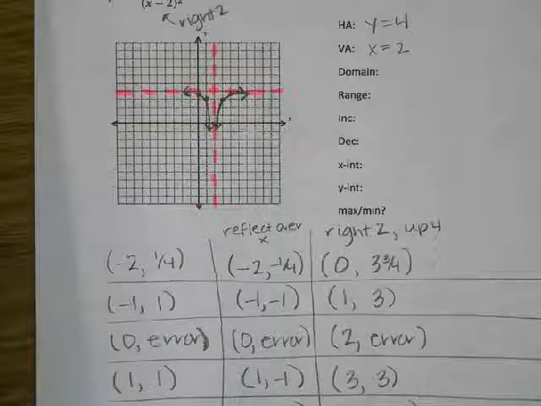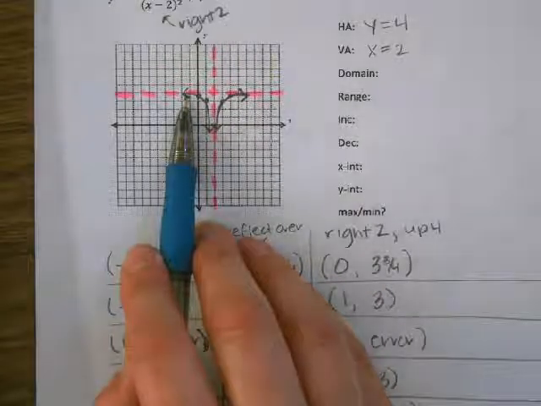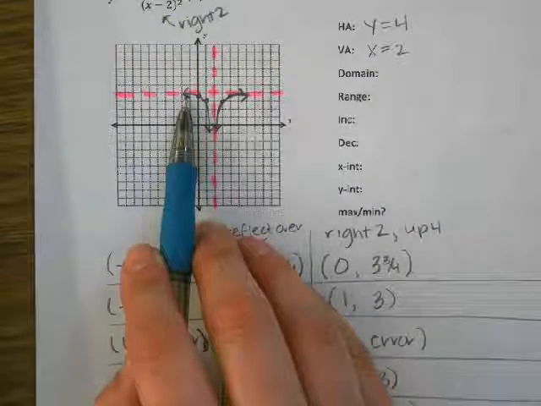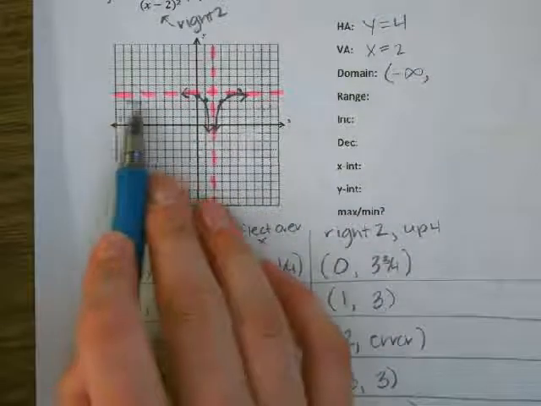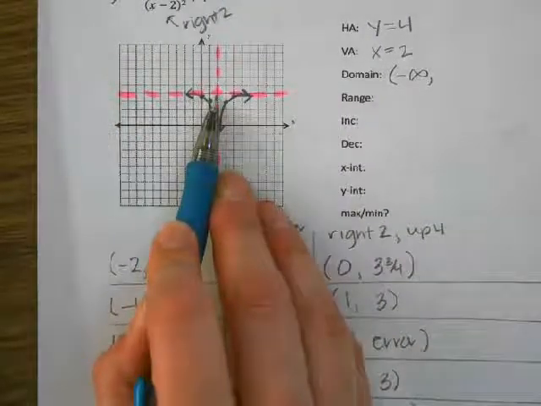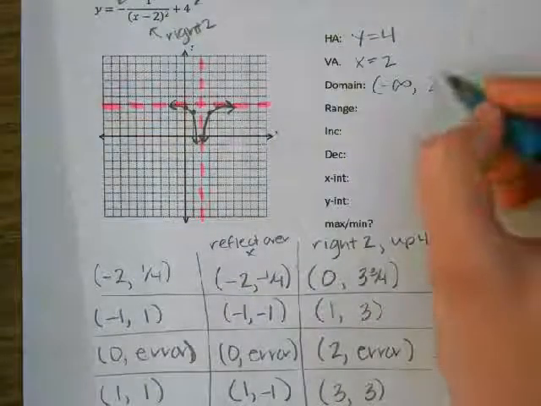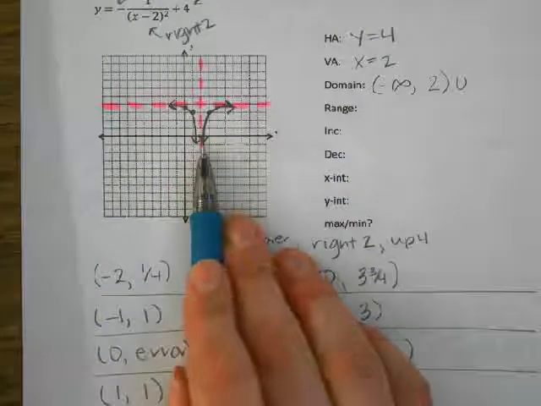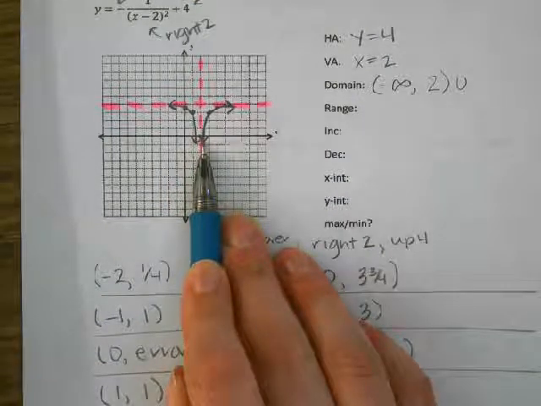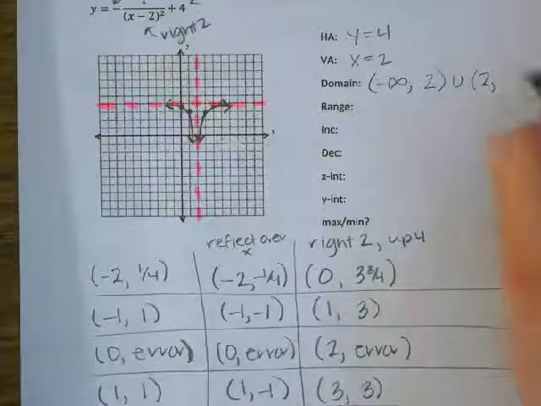So, the domain. It goes left forever. Negative infinity. And then it comes up to the dotted line, which is at x equals 2. Parenthesis or bracket? Parenthesis. So we just did the left curve. The right curve starts at the dotted line, and it goes to infinity.